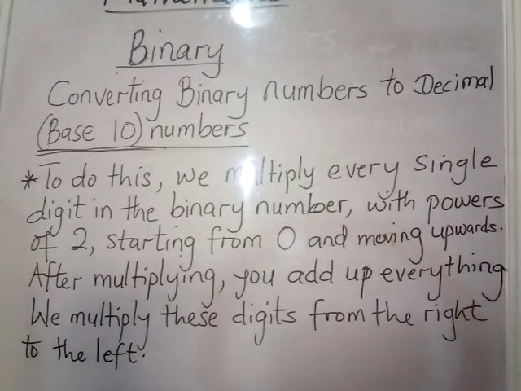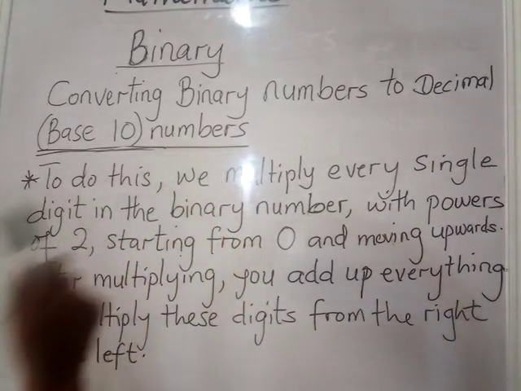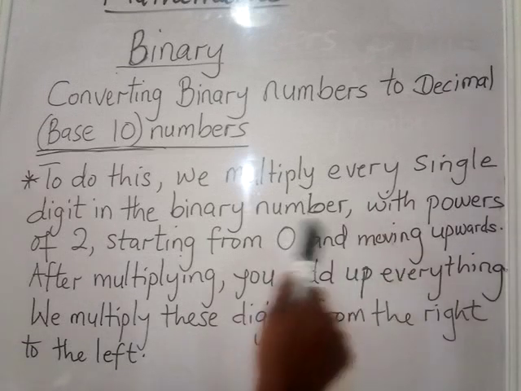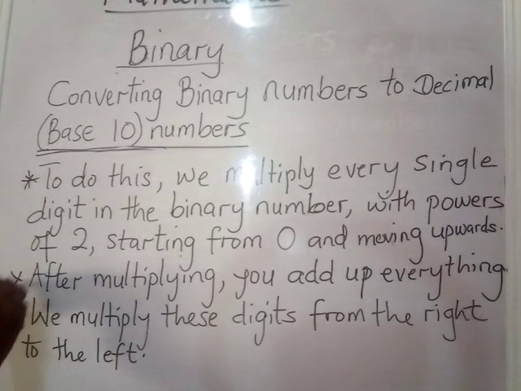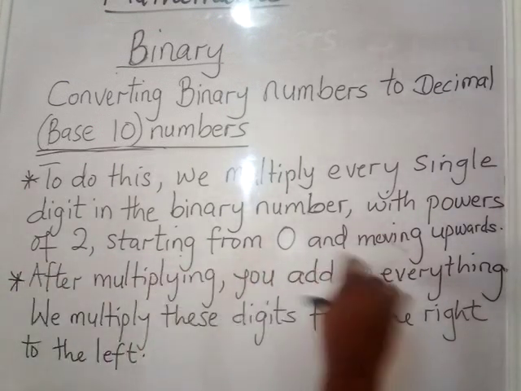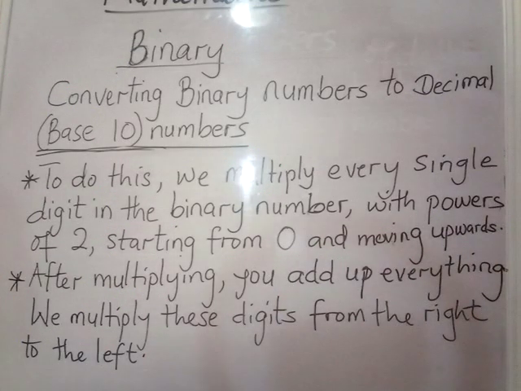You're going to pick each of the digits that form the binary number and multiply them with powers of 2, starting from 0. That means 2 raised to power 0, 2 raised to power 1, 2 raised to power 2. You use them to multiply each of the digits, starting from your right and working towards your left. Then at the end of the day, you add up.